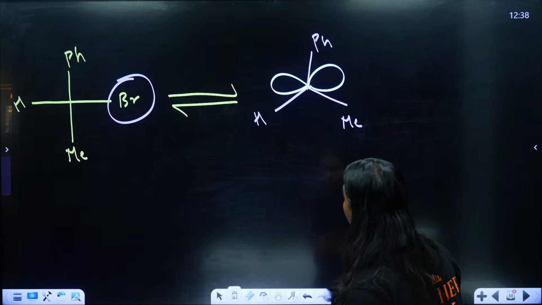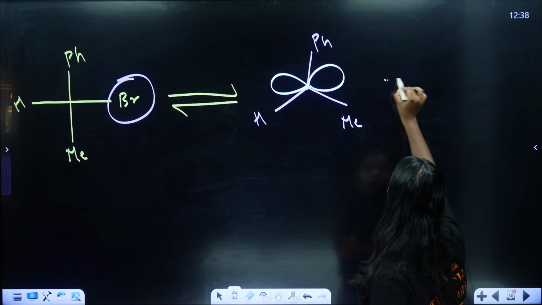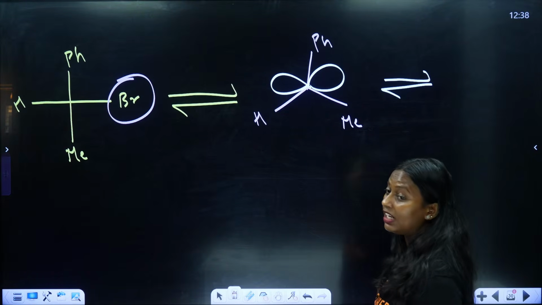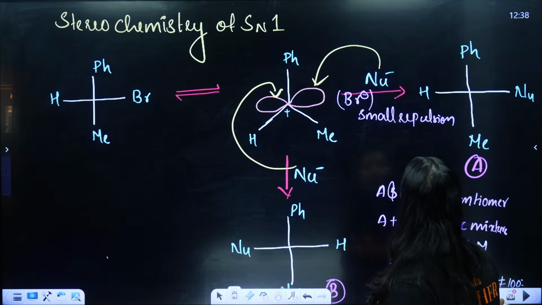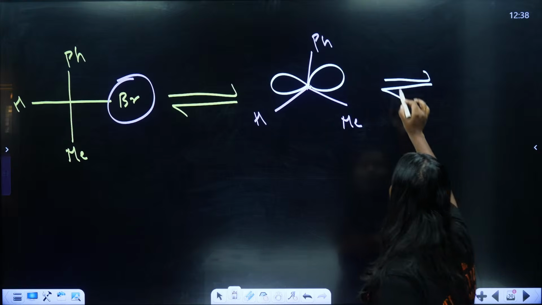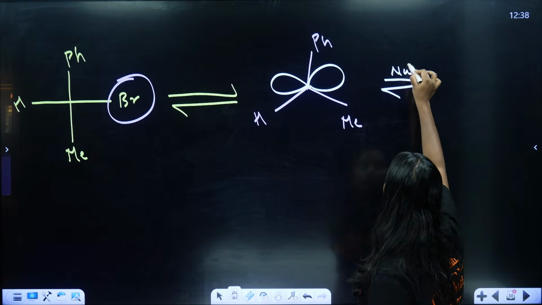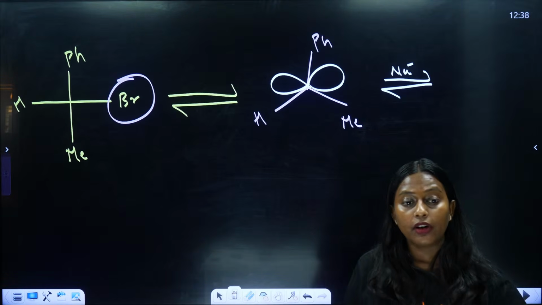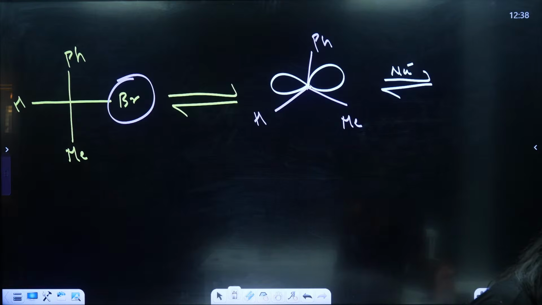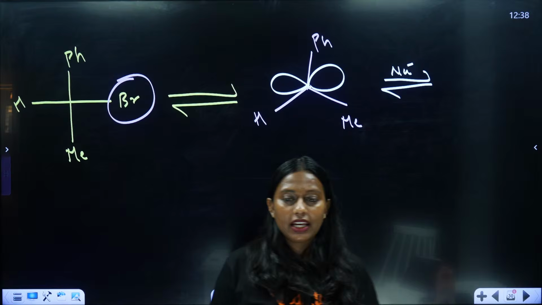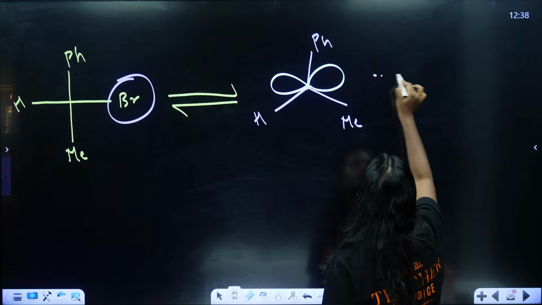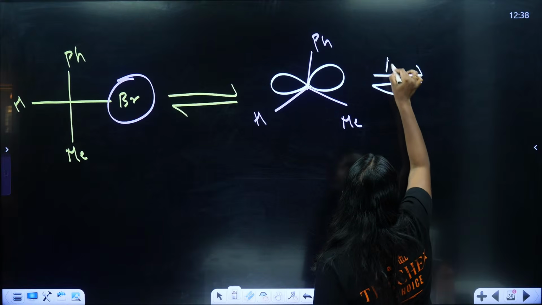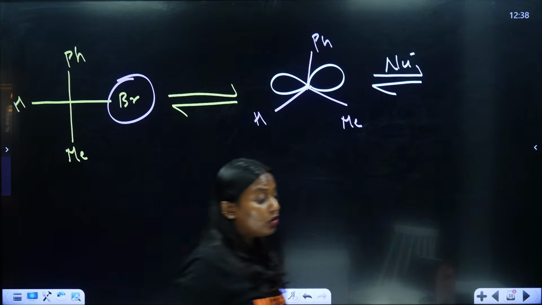So then what will happen? In the next step, the nucleophile will attack. Which nucleophile are we taking here? Just a nucleophile, Nu. Okay, it's not looking good, but yes, this is Nu. So the nucleophile is Nu.